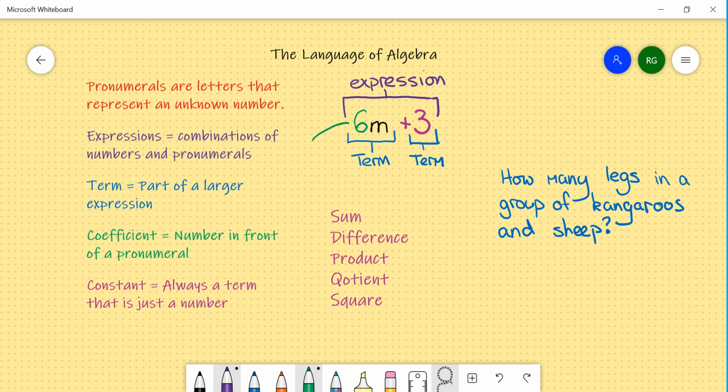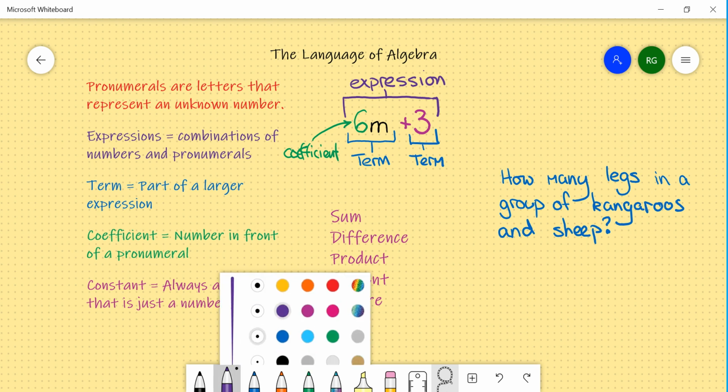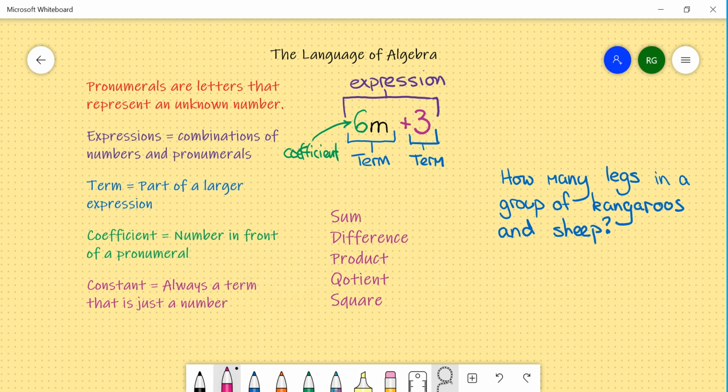The coefficient is the bit in green. The coefficient is the number in front of a pronumeral. The constant is a number that is just simply a number. It has no pronumeral. In other words, it remains the same. It is always a 3. That term can't be anything other than a 3. The first term could be 6,000, 72, 96. It could be anything.